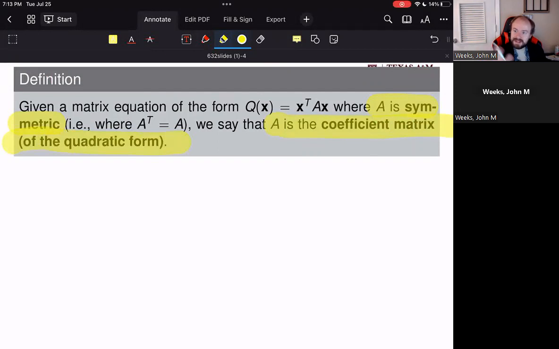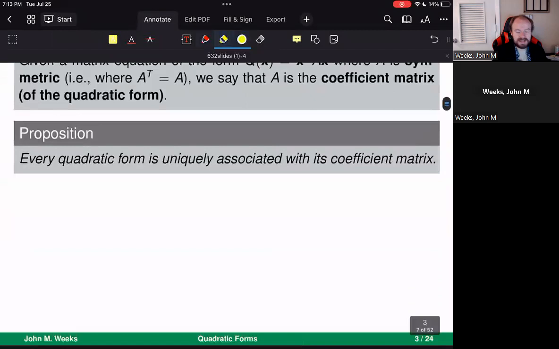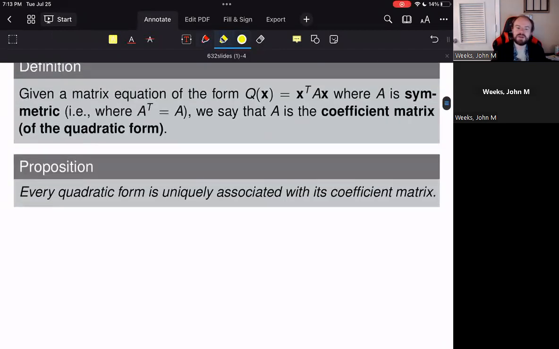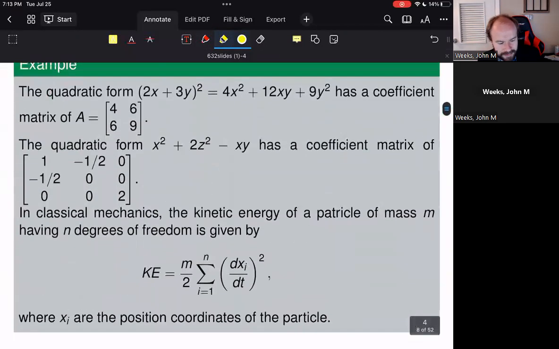Now we're kind of distancing this from what we've been saying a coefficient matrix is for a change of basis. This is a coefficient matrix of the quadratic form. And a proposition, which we've seen in some of our examples, is that every quadratic form is uniquely associated with its coefficient matrix. Everybody gets a coefficient matrix. We can always write something like that in this form. And if you ask for your matrix inside there to be symmetric, then there's only one way to do it. There's only one way to split the x1, x2 and x2, x1 terms so that you get a symmetric matrix at the end of the day.